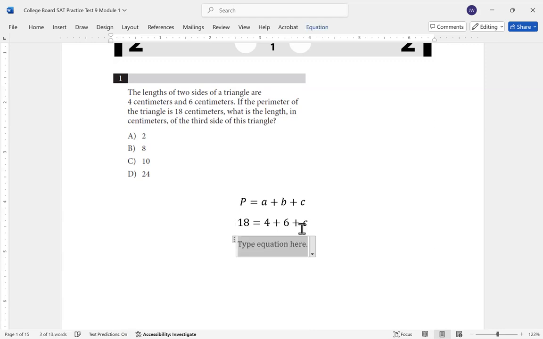Well, 4 and 6 add to 10, so we get 18 is equal to 10 plus C. Subtracting 10 from both sides, we get 8 as the third side of the triangle. So 8 is the correct answer, and that is option B. So option B, 8, is the answer to question 1.